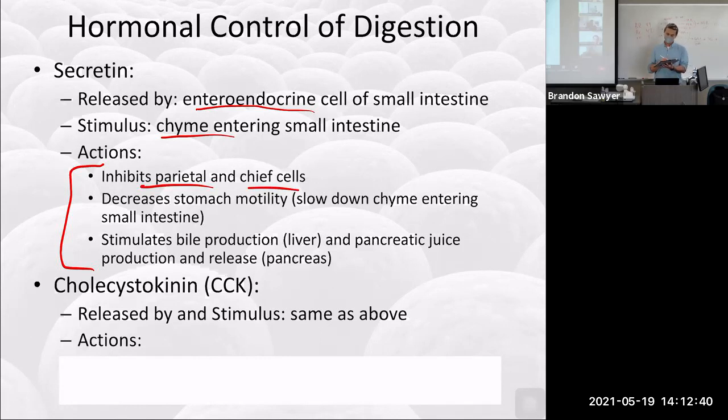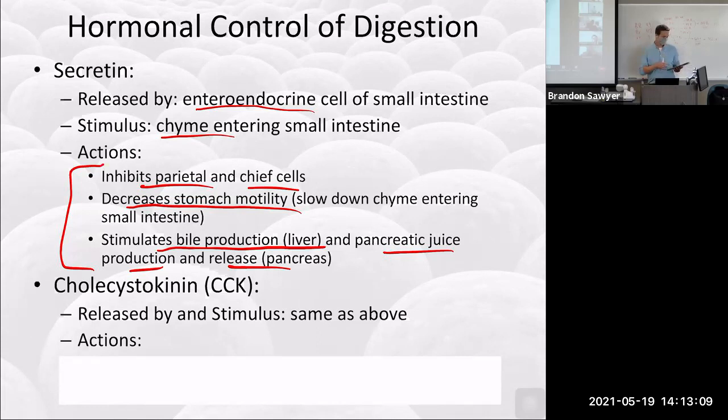Also it decreases stomach motility. Same idea, letting the stomach take a break now because the chyme is entering the next stage. And then it also stimulates bile production as well as pancreatic juice production and release. So it goes directly to the liver and tells the liver to make more bile. It goes to the pancreas, tells the pancreas to make more pancreatic juice and to release it into the small intestine.